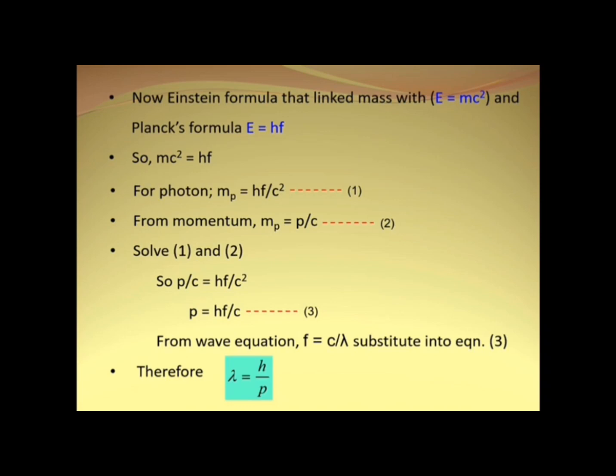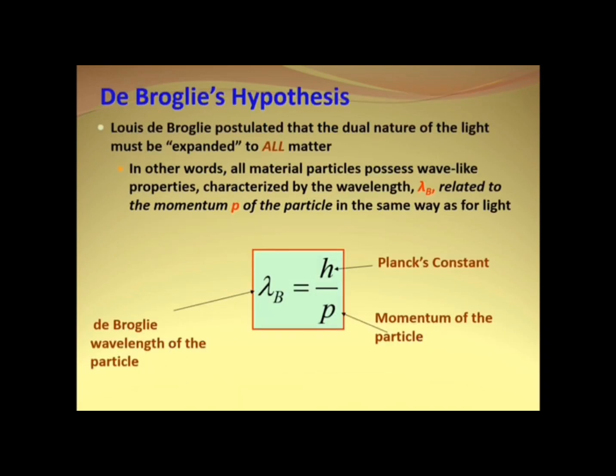That's the equation. Next, de Broglie's hypothesis. Louis de Broglie postulated that the dual nature of light must be extended to all matter. This means that light possesses both particle property and wave property. In other words, all material particles possess wave-like properties, characterized by the wavelength, which is the de Broglie wavelength, related to the momentum p of the particle in the same way as for light.